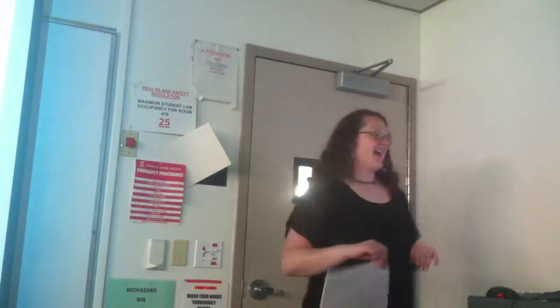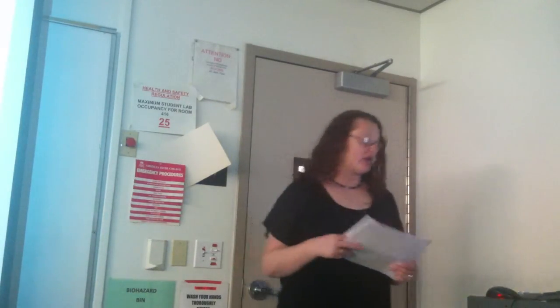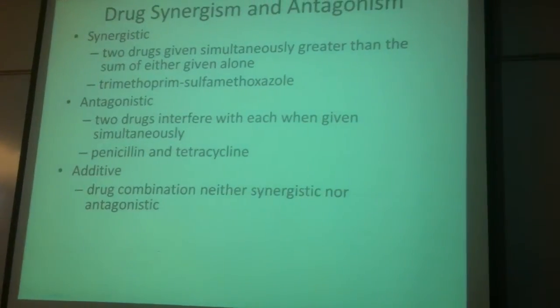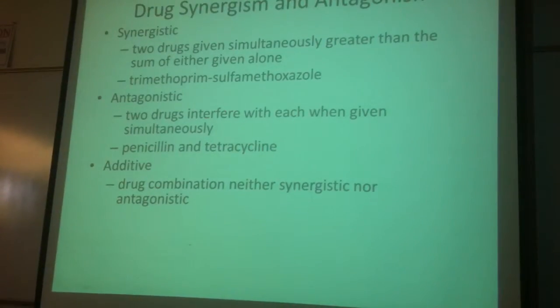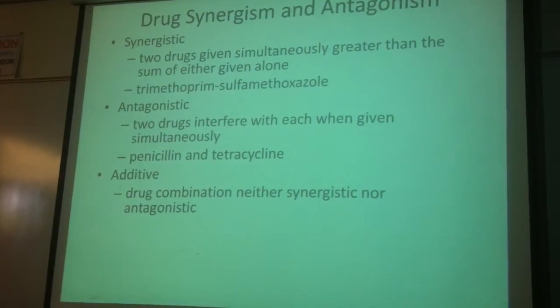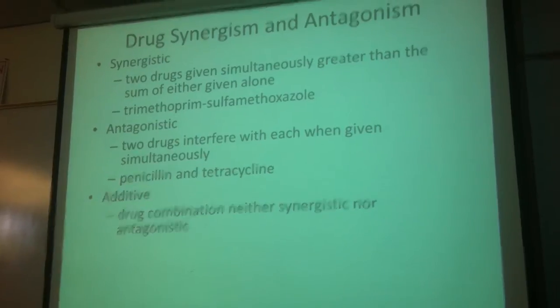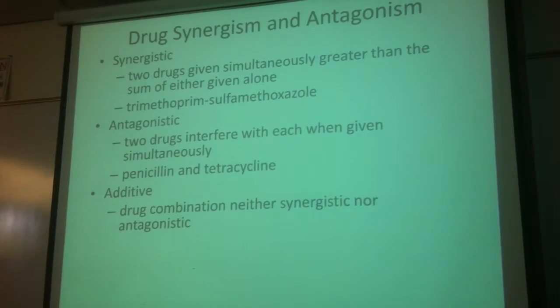Synergism and antagonism. Okay, so this is where pharmacists have to know their stuff. If you add 2 drugs together, and the 2 together are greater than the sum of their parts, so basically, you give this one, and you give this one, and you're going to have this zone of inhibition. When you put them together, you're going to have an even bigger zone of inhibition, because they are working better together than either of them alone.